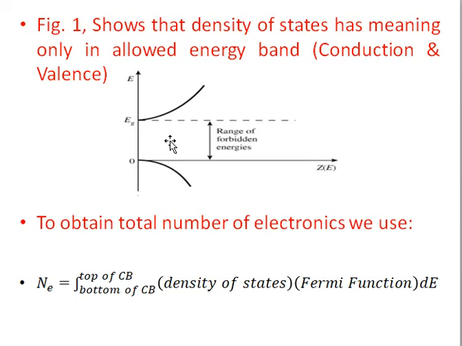So if you want to obtain the total number of electrons that exist in a particular place, because what we have seen is the density, that is the number of electrons per unit area or per unit volume, but now if you want to get the real number of electrons, we have to use this formula, which says N_e, that is the concentration of electrons, should be the integral of the density of states times the Fermi function we have seen before, and this integration is done within 2 limits, from the bottom of the conduction band to the top of the conduction band.